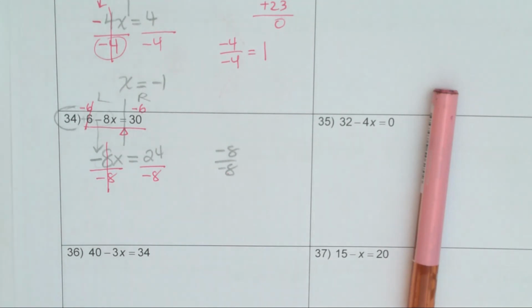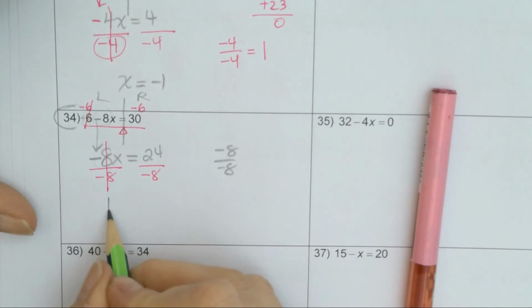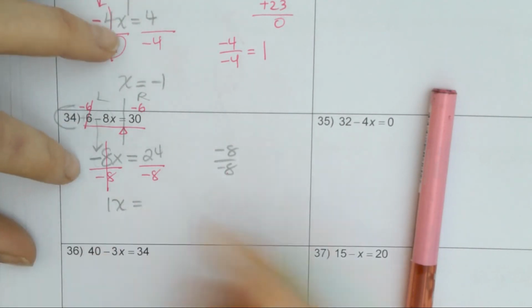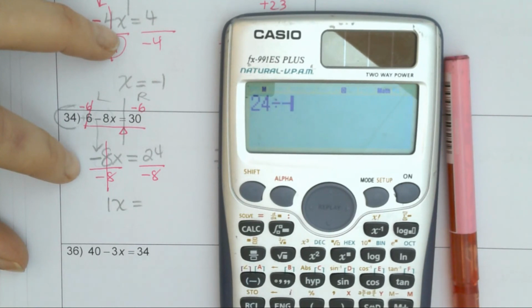Okay, so same over same is 1. So that's 1x equals, let's do that on our calculator. That's 24 divided by negative 8, negative 3. But we don't need the 1, so let's just write it, x equals negative 3.